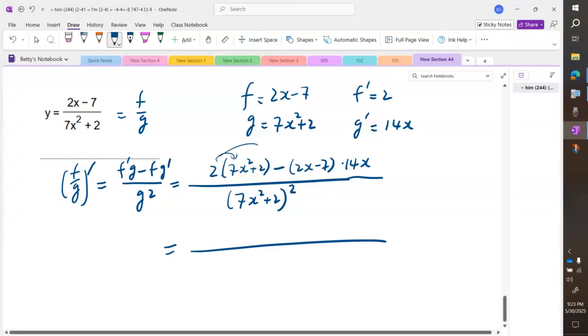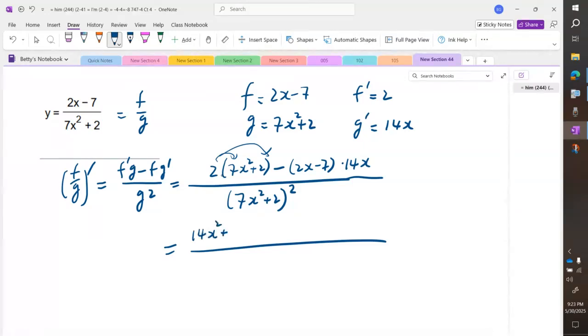Distribute. Double the g term in the parentheses: 14x squared plus 4. And here also distribute. Negative 28x. Distribute this, and here, be careful with the sign. Negative 28x squared. This is going to be positive 98x. 14 times 7, that is 98. Let me double check.